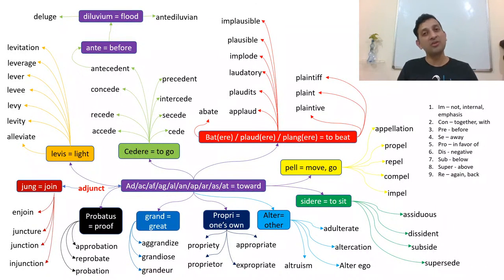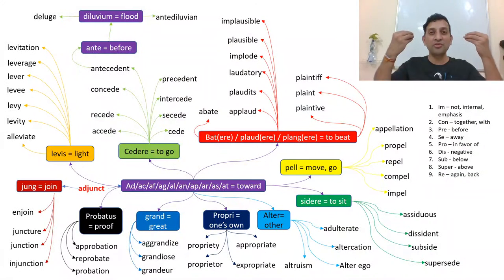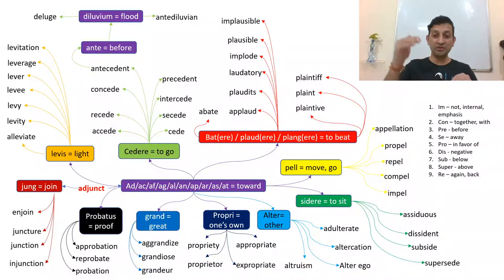You dispel somebody's wrong notions, you make somebody's wrong notions go away. That is called to dispel. Sub means below, subquality, subside. Super means above, supersede. And re we have seen in so many words: recede, right? Reprobate, right? So re, which means again or back. Very common prefixes, please remember them. This will make your memorizing words so easy. It will come naturally to you.